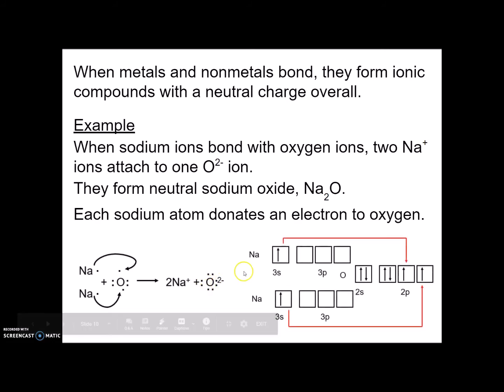Another way to look at it is through the orbital diagram. Each sodium atom has one electron in the 3s sublevel. If each of the two sodiums donates that one electron to the 2p sublevel of the neutral oxygen atom, the oxygen atom now has a filled p sublevel, and sodium has an empty third principal energy level.